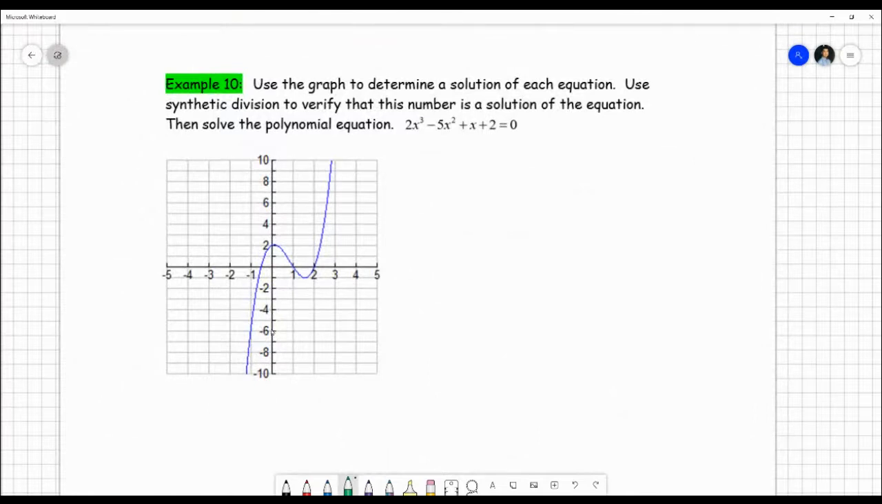Okay, so here we are given a graph, and it asks us to use synthetic division to verify that this number is a solution of the equation. So this here looks like -1/2, this looks like 1, this looks like 2. So let's verify those numbers. So these are our potential zeros. That means that if I use synthetic division, my remainder will equal 0. Let's do that.